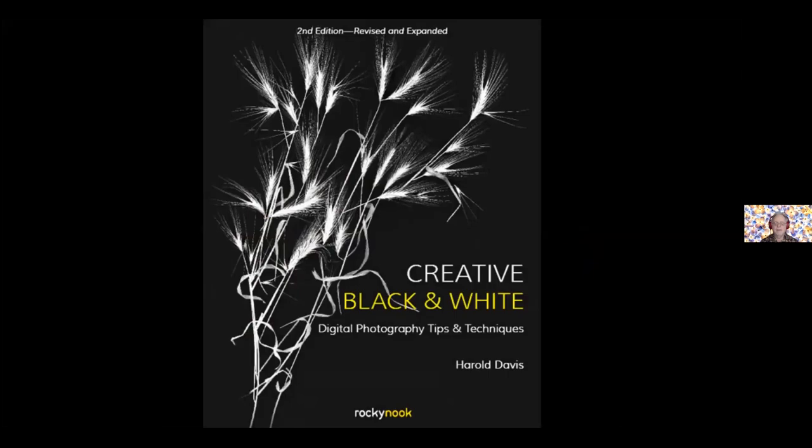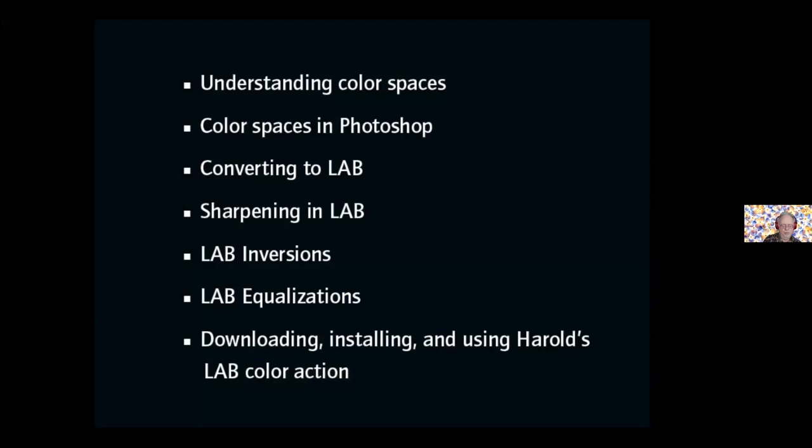Creative black and white. And here's a table of contents for some of the things we're going to look at today. Not all of them. Last but not least is downloading, installing, and using the piece of Photoshop software that I wrote for making it easier to do creative stuff with LAB. This is a free Photoshop action, action being Photoshop's word for a script or macro. But why it's useful doesn't entirely make sense until I show you some other things first. So we're going to do that the right way.